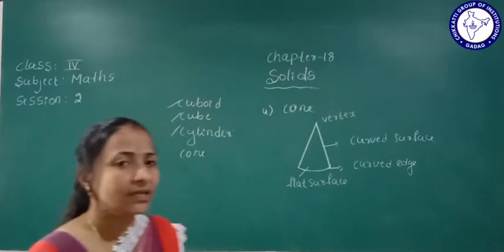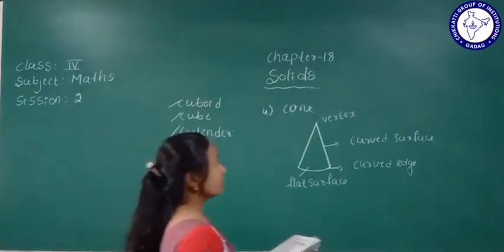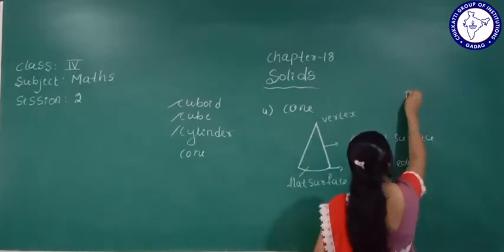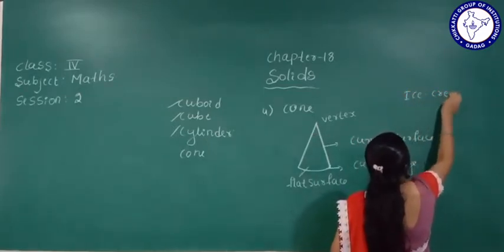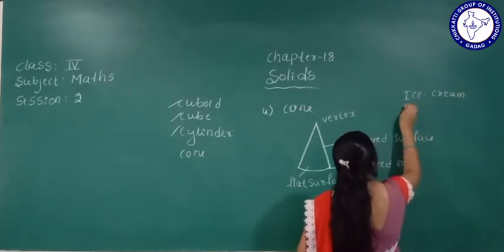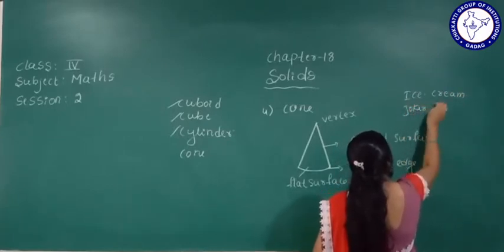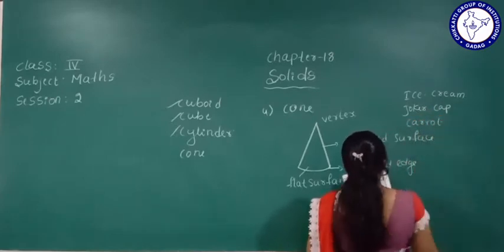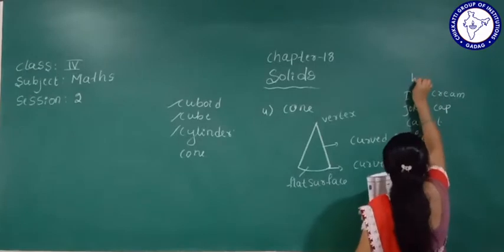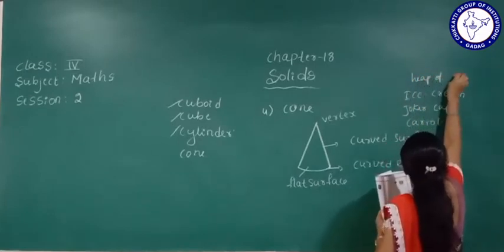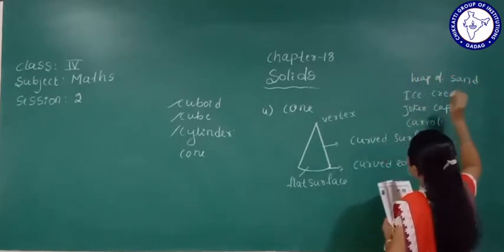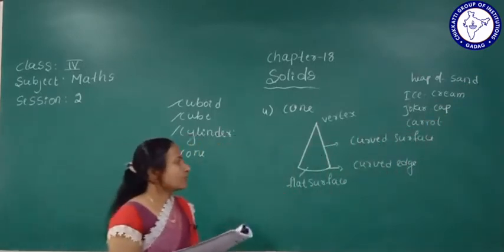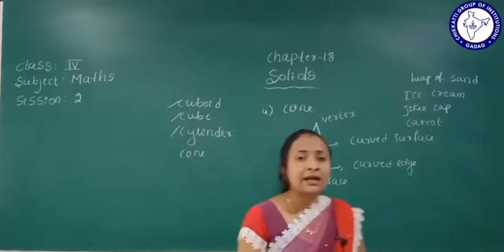What examples can we give for a cone? We can give ice cream. Yes, this is also one of the examples. Then joker cap, then carrot, then heap of sand. So these all are examples for cone. Okay, yes, so we studied here about the cone and also examples.